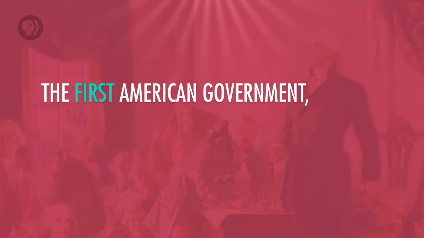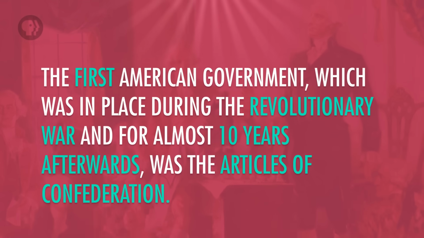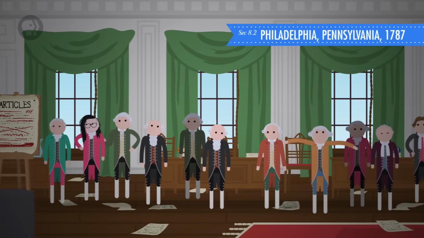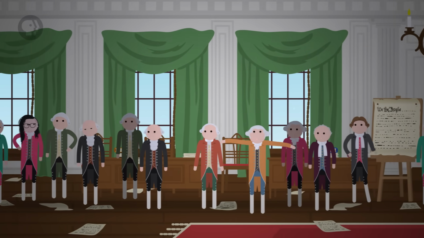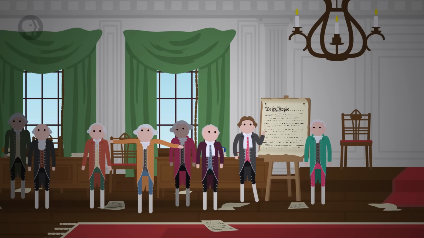The first American government, which was in place during the Revolutionary War and for almost 10 years afterwards, was the Articles of Confederation. Like many first attempts, the Articles government had some good ideas and it meant well, but it was poorly executed. Just give it a break, it never did this before. So when delegates gathered in Philadelphia in 1787 to revise the Articles, they ended up scrapping the whole thing and creating a new constitution. It's probably not because they didn't know what revise meant.